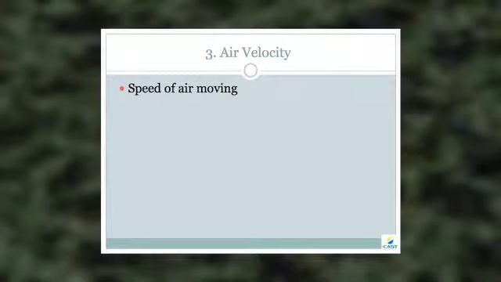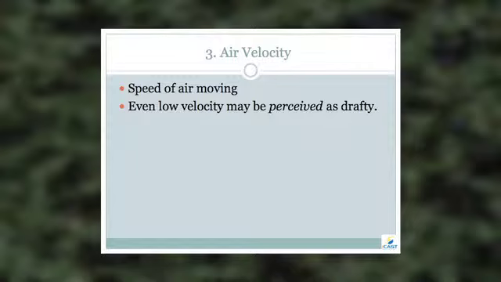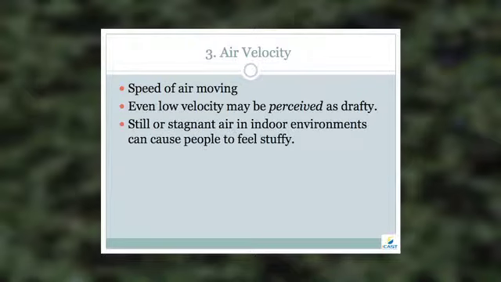Let's talk about air velocity and how that affects human thermal comfort. Air velocity is simply the speed of air moving. So even low velocity may be perceived as a draft. Now, on the converse side, still or stagnant air in an indoor environment can cause people to feel stuffy. Now, you guys have no doubt heard of this concept of sick building syndrome. Okay, not enough air moving.